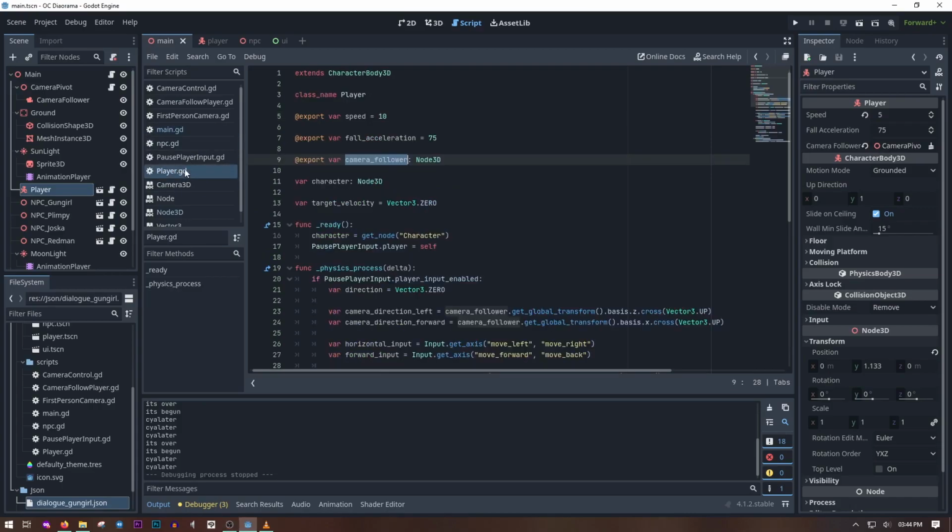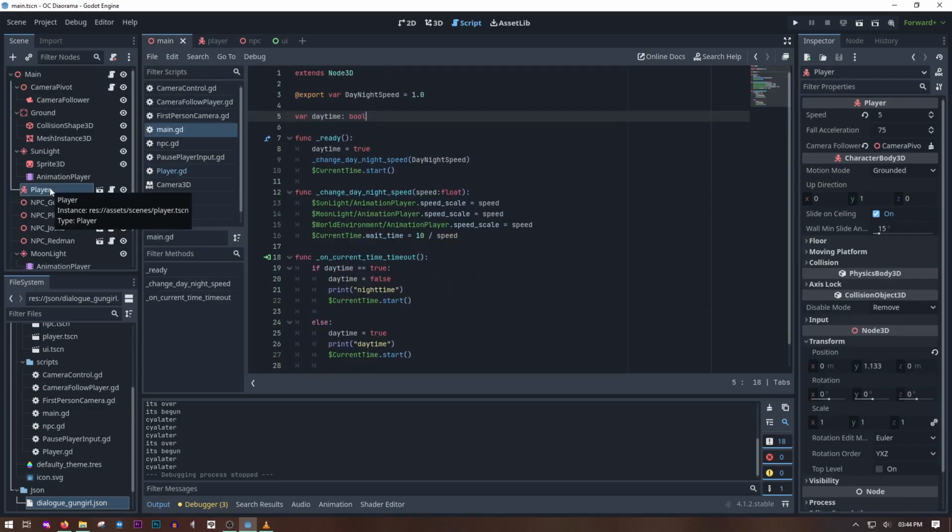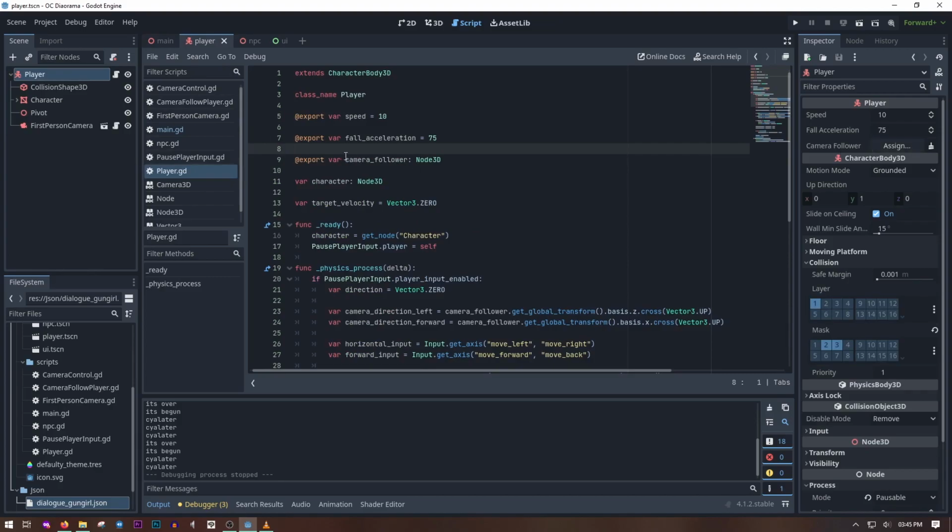So what I did was I turned this and made it not export because I clicked on player and the camera follower, there's nothing there. I assumed there was nothing there, therefore it wasn't important, but I didn't realize that in main, this player is an instantiated child. This is like default player, and the player that exists in the main game does have a camera pivot in that camera follower area.